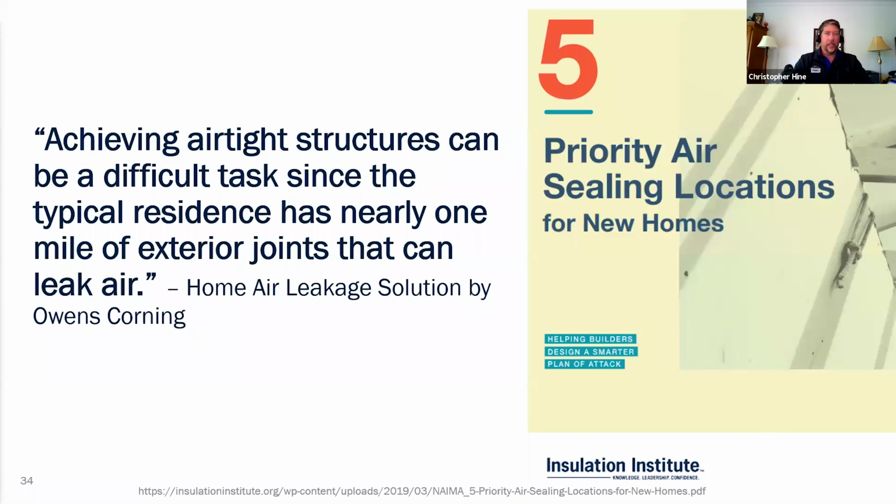This quote comes from the Home Leakage Solution by Owens Corning that says, achieving airtight structures can be a difficult task since typical residents have nearly 1 mile of exterior joints that can leak air. So this is no small feat by any stretch of the imagination. The builders out there that are air sealing, that have somebody on staff air sealing or are contracting out, that's a lot. 1 mile of air leakage areas, and for those building code officials that are out inspecting that, that's a big job. So I thought that was really interesting to kind of put things in perspective.